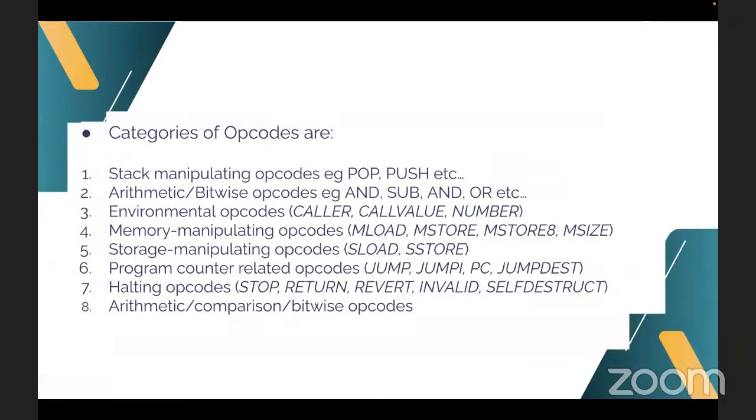So next, categories of opcodes. We have different categories of opcodes, which determine how the EVM is able to read and execute the smart contract. We have the stack manipulating opcodes, e.g., POP and PUSH, and the arithmetic and bitwise opcodes, such as AND, SUB, OR. We also have the environmental opcodes, such as CALLER, CALLVALUE, NUMBER, and memory manipulating opcodes, such as MLOAD, MSTORE, etc. Then storage manipulating opcodes, program counter related opcodes, and the arithmetic comparison bitwise opcodes, which I've mentioned earlier.